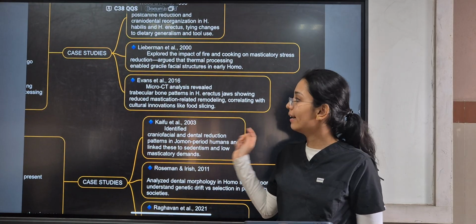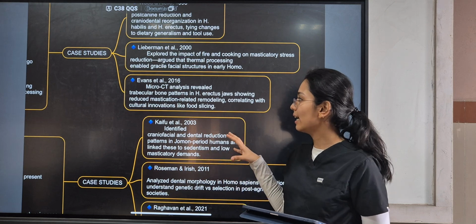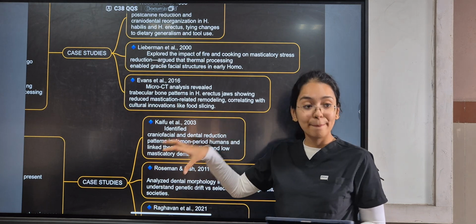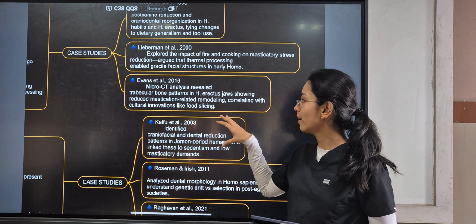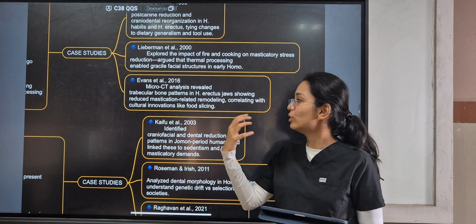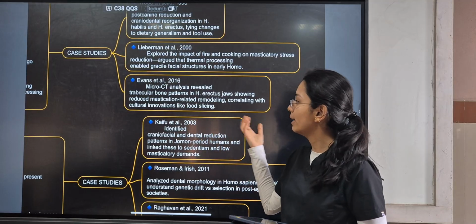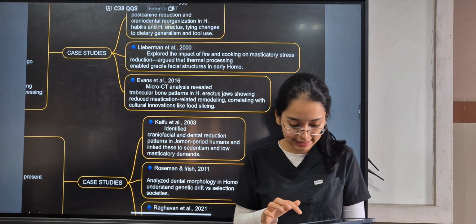And there was another study conducted by Evans et al. They carried out a micro-CT study. Their analysis revealed that trabecular bone patterns of Homo erectus jaws were reduced, because reduced masticatory-related remodeling was seen correlating with cultural innovations such as food slicing.